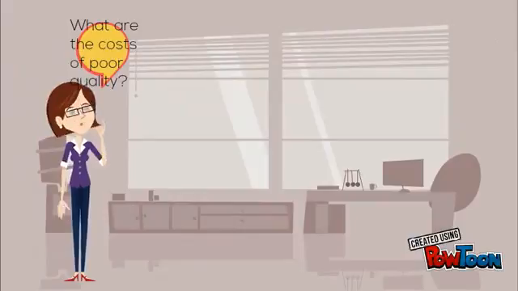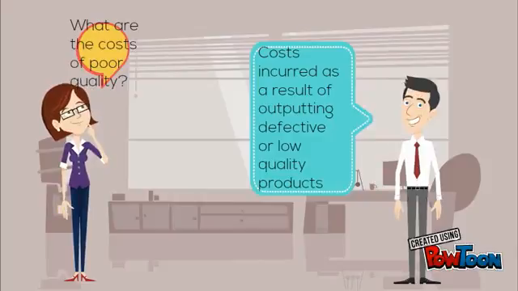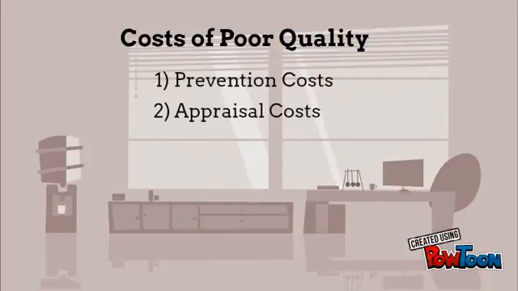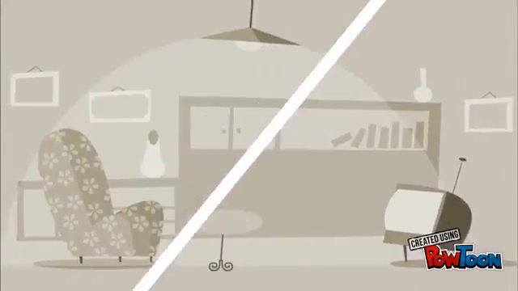Another question frequently asked is, what exactly are the costs of poor quality? Well, the cost of poor quality is also known as the costs incurred as a result of poor systems, practices, or just the general output of defective products. The cost of poor quality can be divided into various sections, which consist of prevention costs, appraisal costs, failure costs, both internal and external, and intangible costs. These concepts will be discussed in more detail later on in the video.